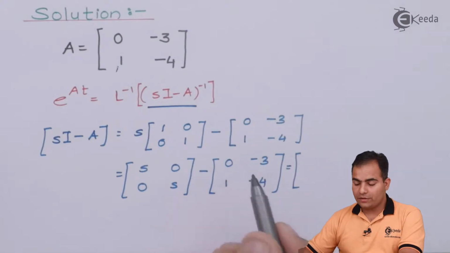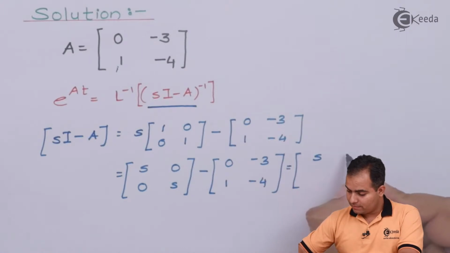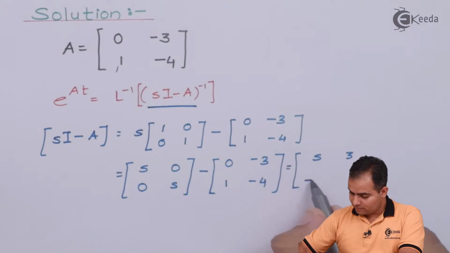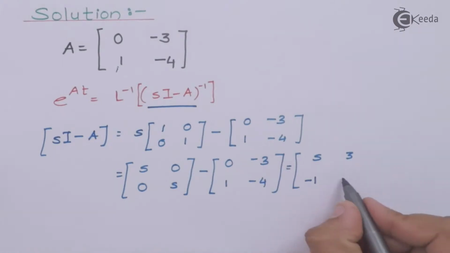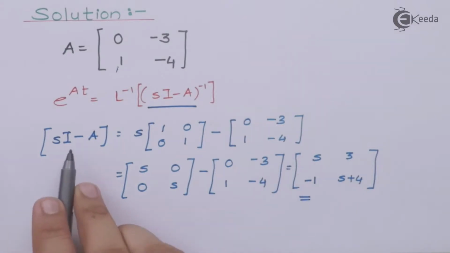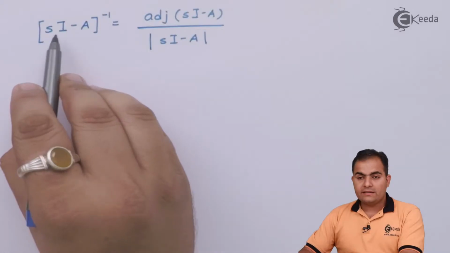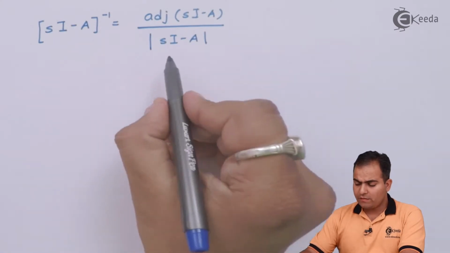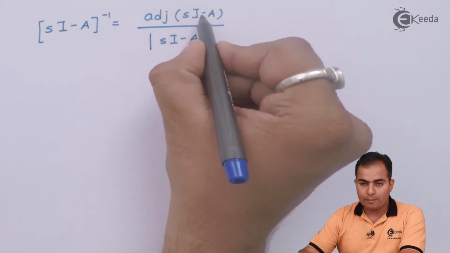So s minus 0 is s. 0 minus of minus 3 is plus 3. 0 minus 1 is minus 1, and s minus of minus 4 is s plus 4, and this is nothing but our sI minus A matrix. Now we are going to find its inverse. (sI minus A) inverse is nothing but the adjoint of (sI minus A) upon the determinant of (sI minus A). So first of all, we'll find the determinant, and then we'll move on to the adjoint of sI minus A.